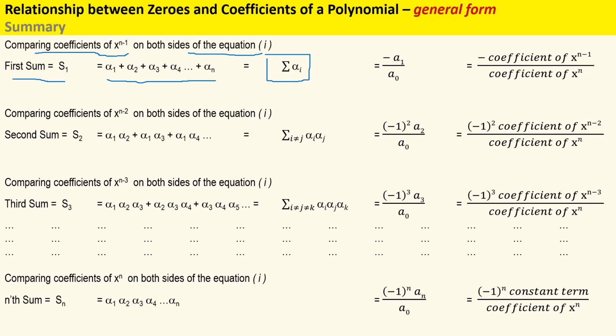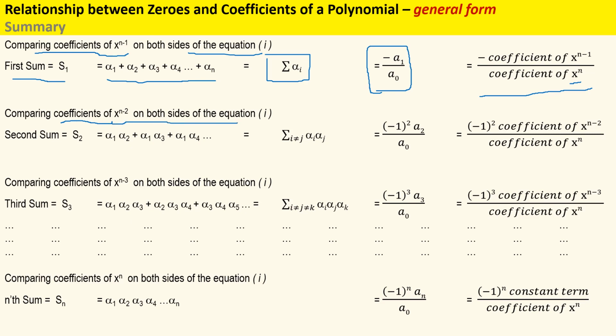And this sum will be equal to minus a1 divided by a0, which is equal to minus coefficient of x raised to power n minus 1 divided by the coefficient of x raised to power n.